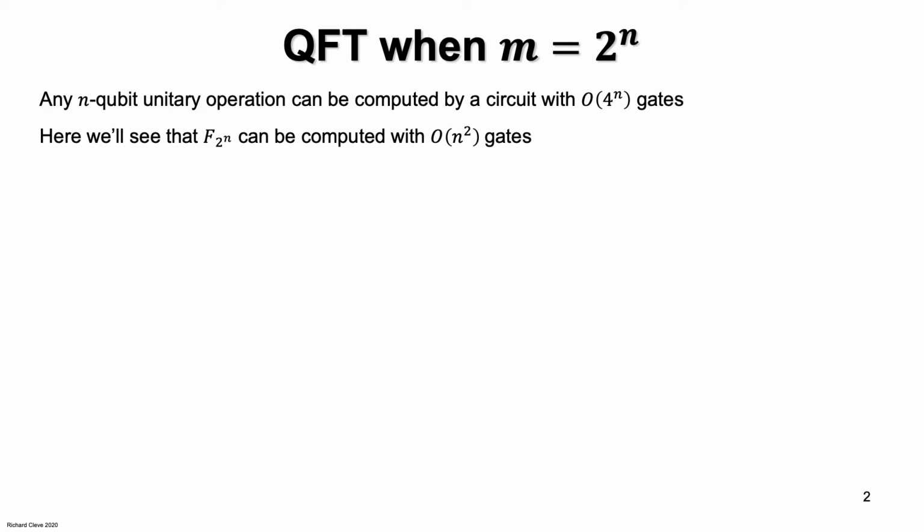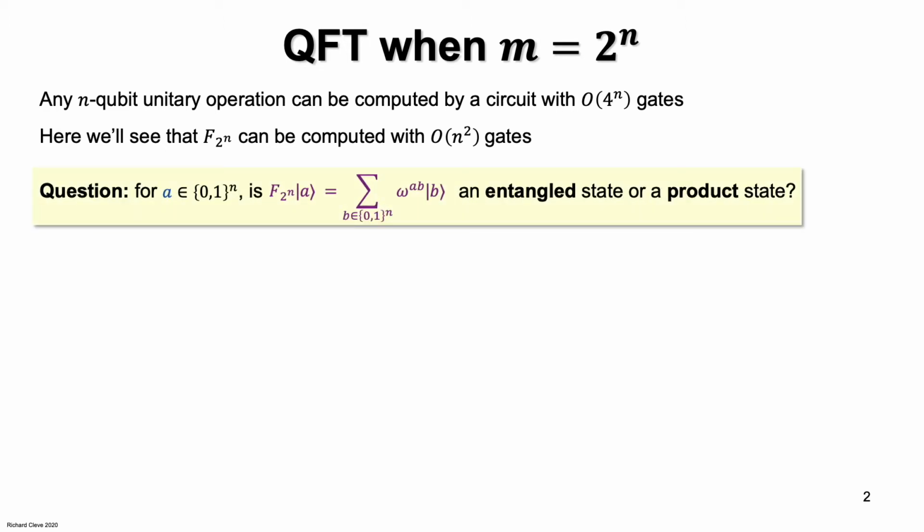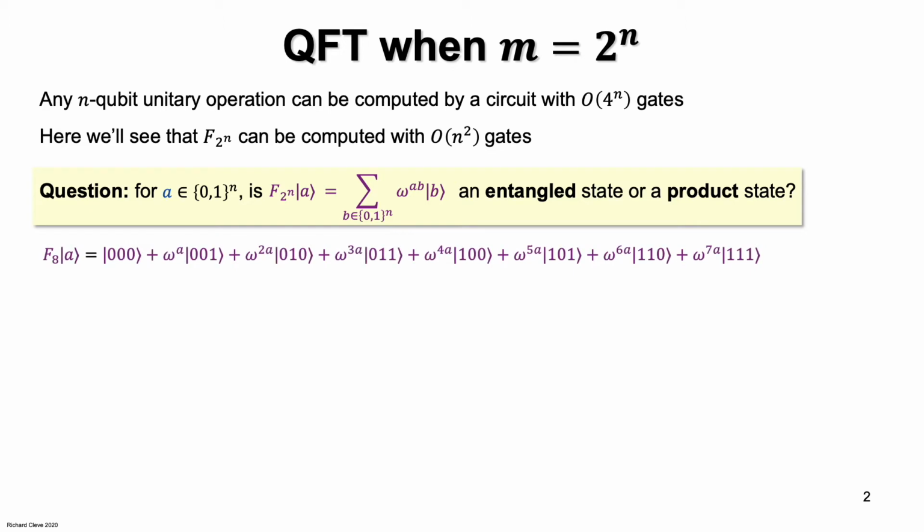Let's get started. I'd like to begin with a question. Are Fourier basis states entangled, or are they product states? These are n-qubit states, so it makes sense to ask whether or not the individual qubits in this state are entangled. Let me write out the Fourier basis state for the n equals 3 case, which is dimension 8. The question is whether or not these 3 qubits are in an entangled state.